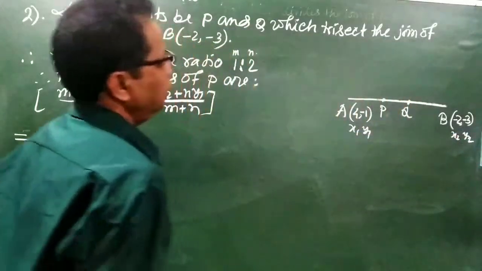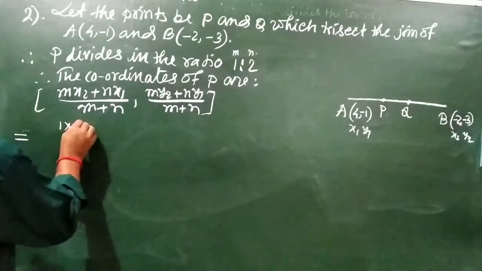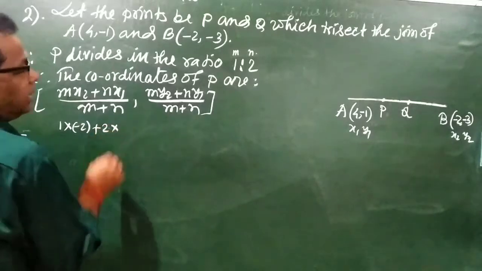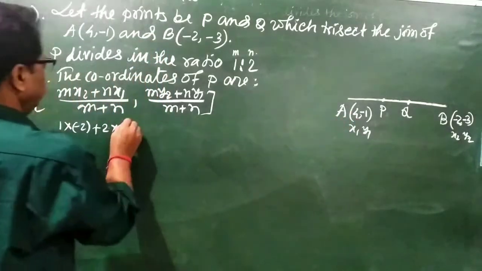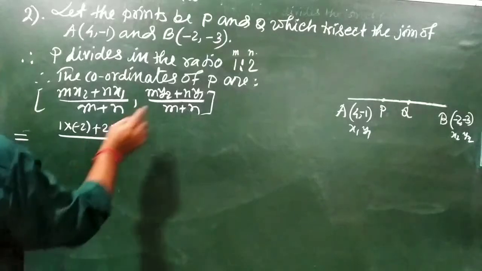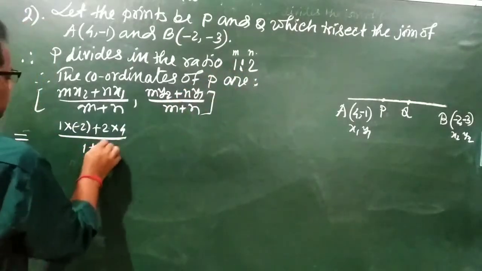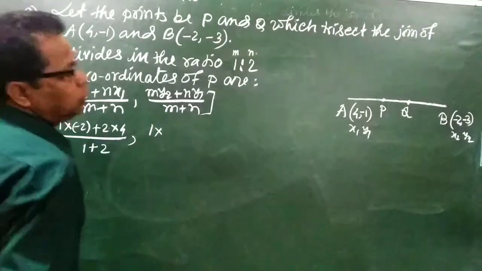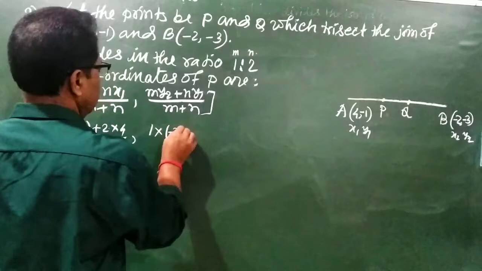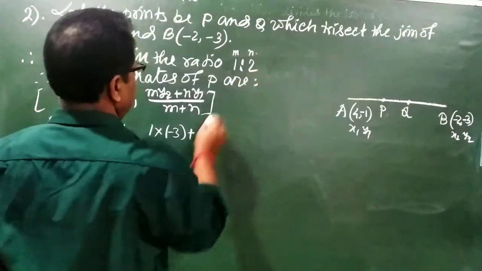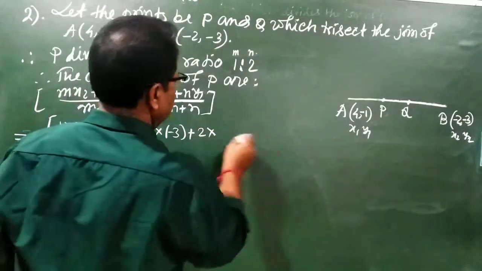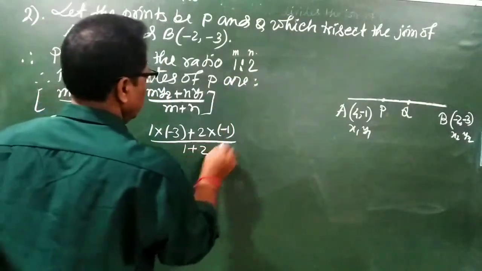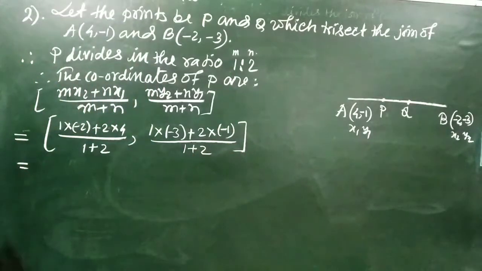So then mx2 is -2 plus n which is 2 into x1 is 4 divided by m plus n, that is 1 plus 2. M value is 1 into y2 is -3 plus n is here 2 into y1 is -1 divided by m plus n, this is 1 plus 2. So it will give us the coordinates of point P.